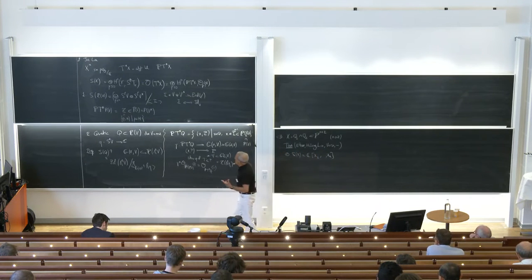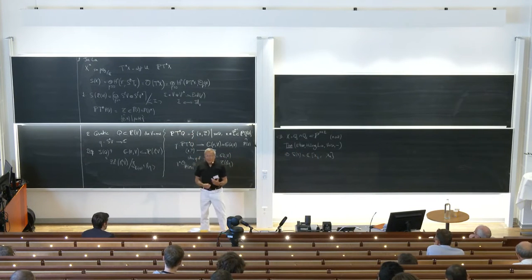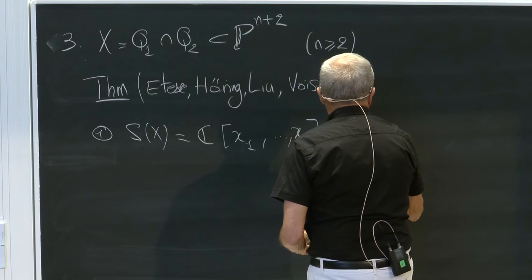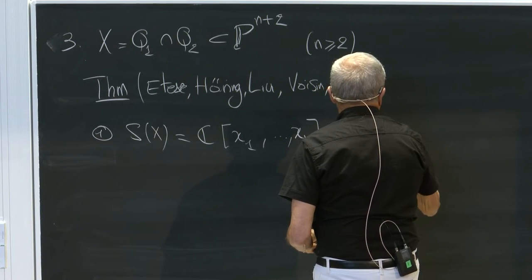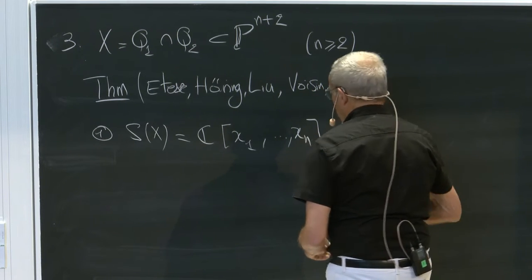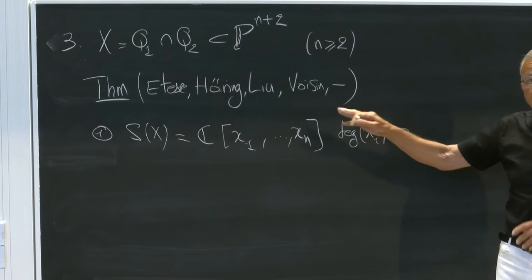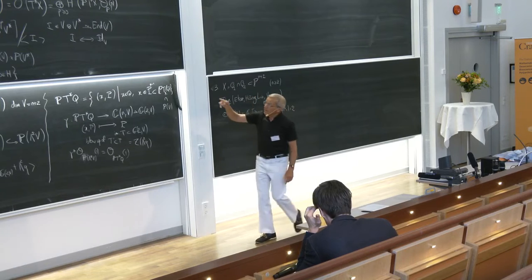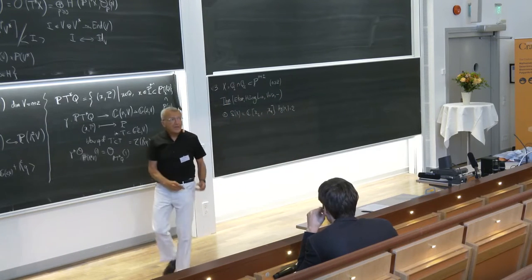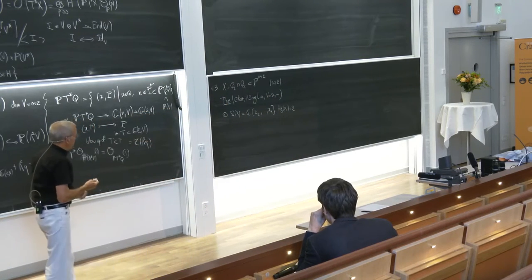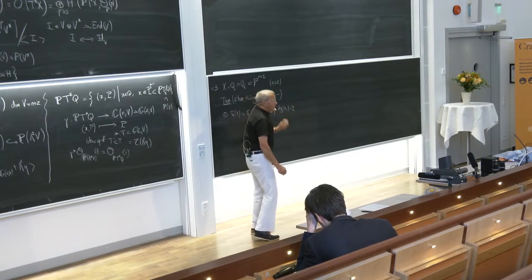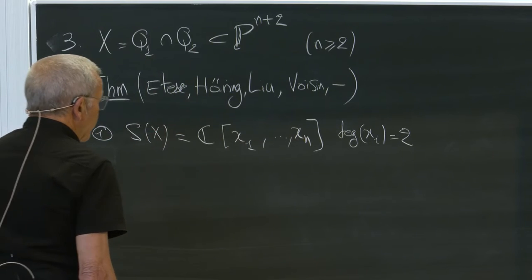Maybe I didn't mention that, but by definition, this S of X is a graded algebra, and here the degree of each x_i is 2. Meaning that there is nothing in odd degree. The H^0 of S^p T_X is 0 for p odd, and then it's a polynomial algebra in what appears in degree 2. But that's not all.